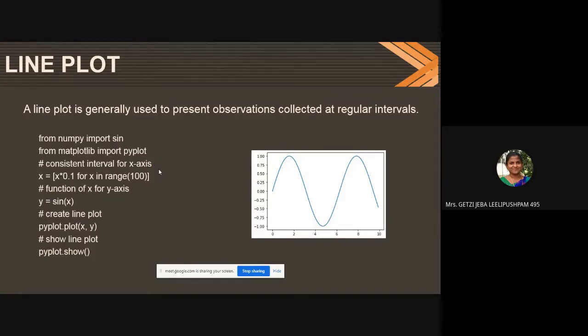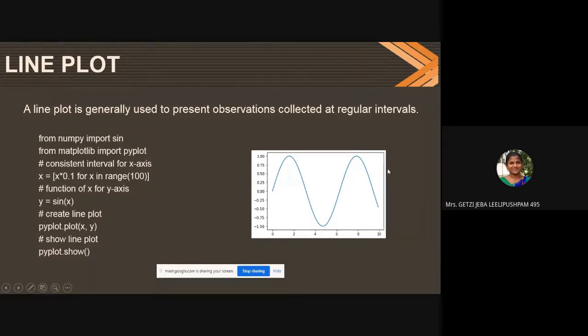Now here you see we generate x. Then we did y is equal to sin x, and the syntax used to do a line plot is pyplot. What is pyplot? Pyplot is a module in the matplotlib library. Matplotlib is the important library used for data visualization. It's plt.plot(x, y). Then to show it, we will use plt.show().